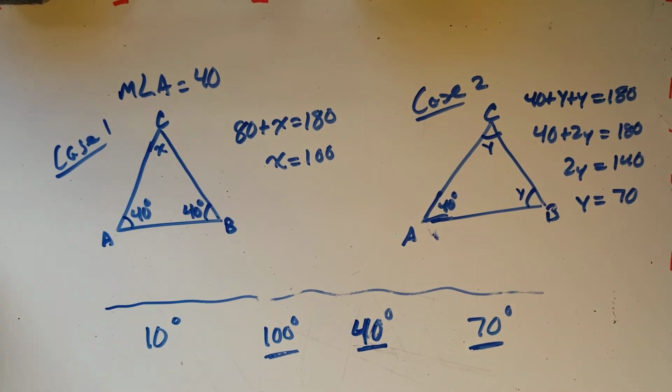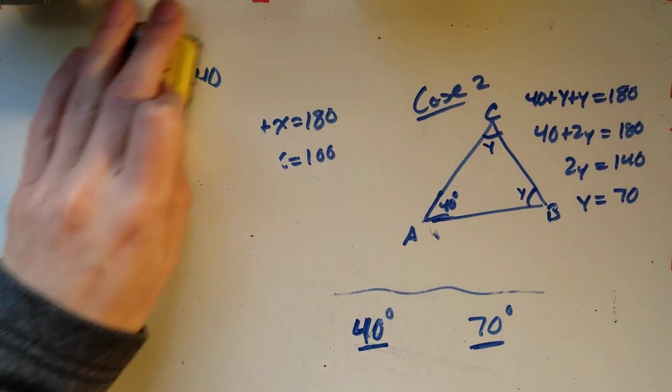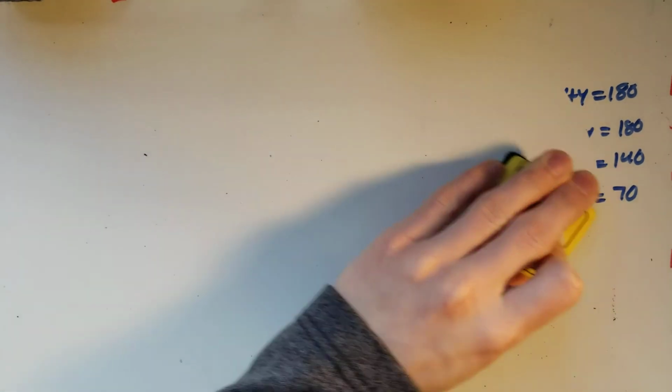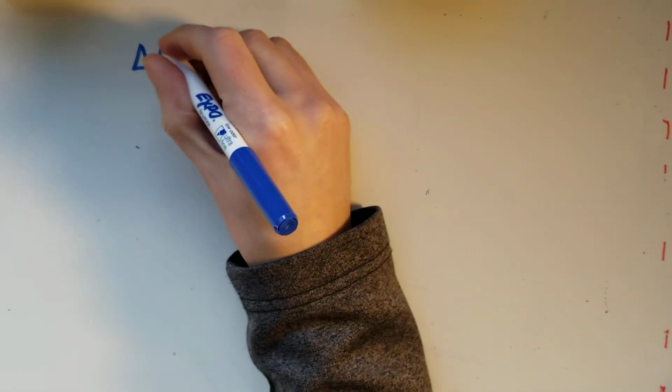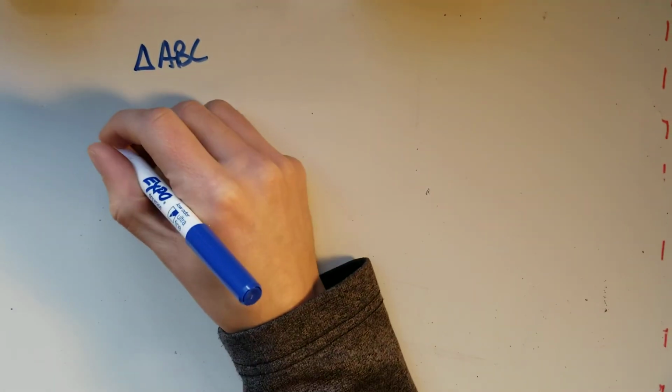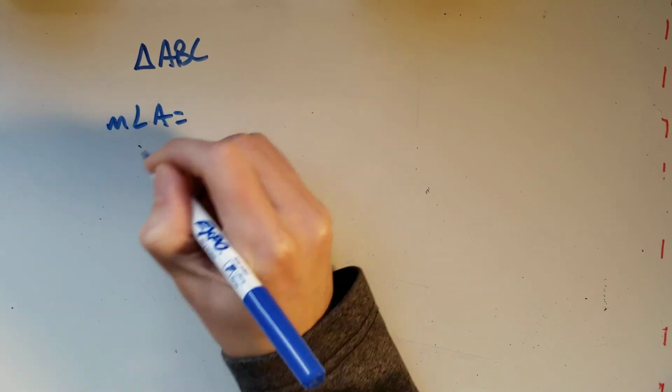All right, our last one's a little bit of a challenge. So if you want to try it on your own, I'll go through how to do it. This one says, in a right triangle, the measure of one of the acute angles is 6 less than twice the other acute angle. What are the measures of each angle in the triangle? So we have triangle, we'll just call it ABC. So we're going to have the measure of each angle.